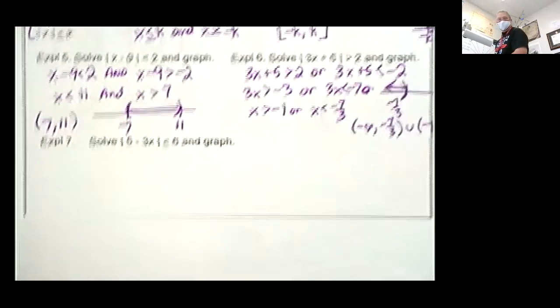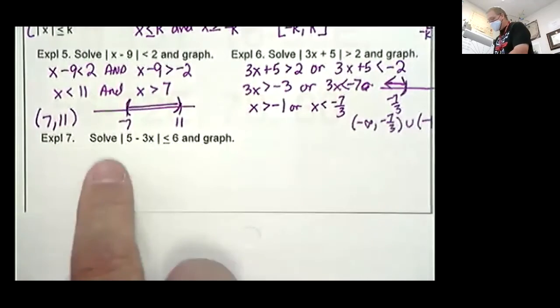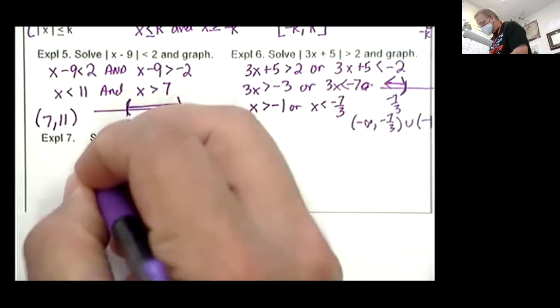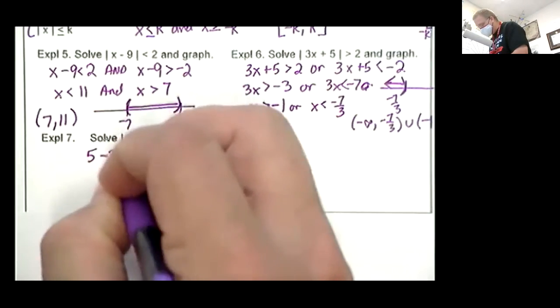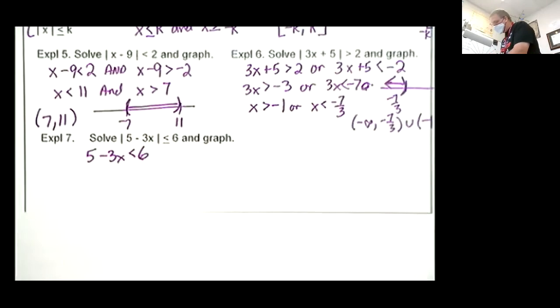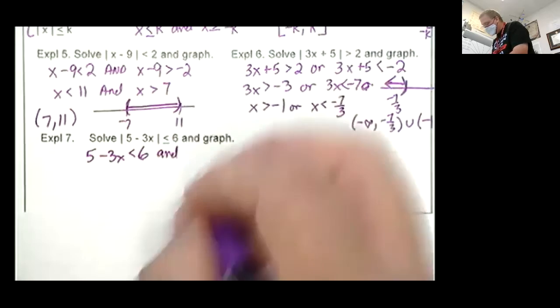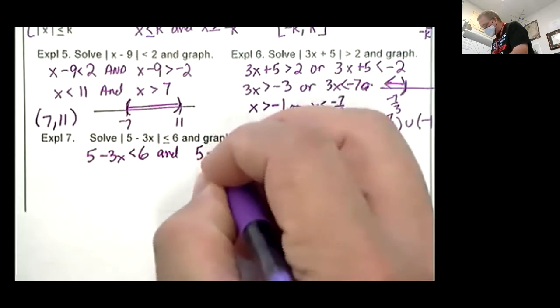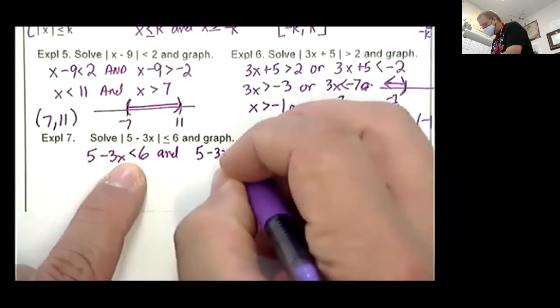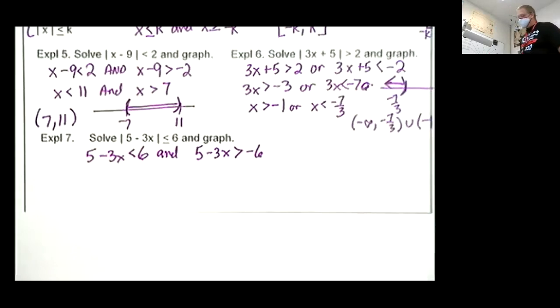Example 7, solve and graph. Again, we're going to do the same process. We're going to write our two inequalities. First one is exactly the same. We're just dropping the absolute value bars. Second one, this is less than. That gives us an and graph. We're going to write the second equation, except we're going to flip the inequality symbol to be a greater than, and we're going to change the 6 to be a negative 6.